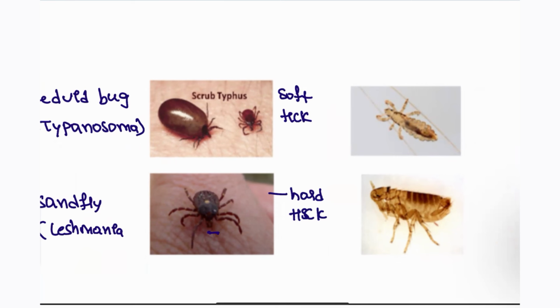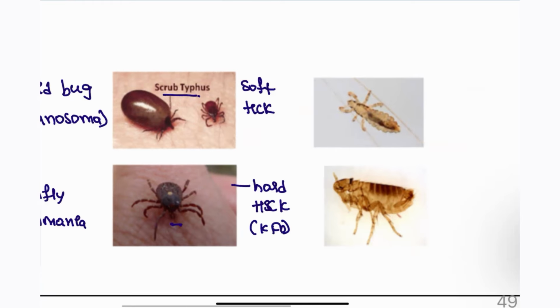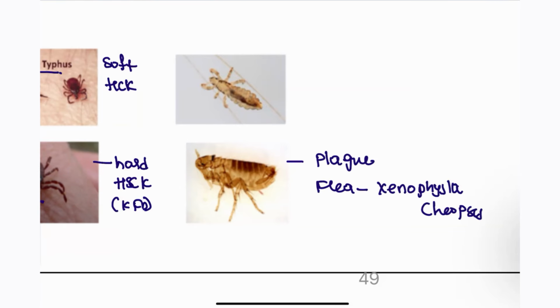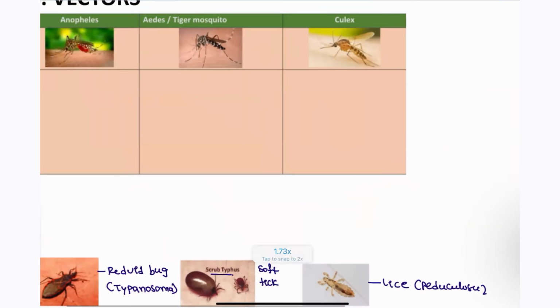So soft tick is going to cause scrub typhus. Hard tick is going to cause Karnataka forest disease. Next, this is going to cause the plague. What is this one? This is known as a flea, Xenopsylla cheopis. This is the louse which will cause pediculosis. Right? These are the types of entomology.